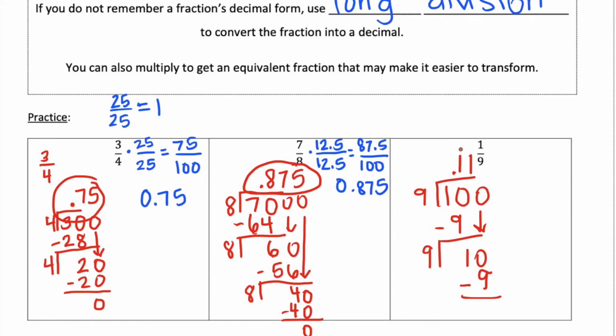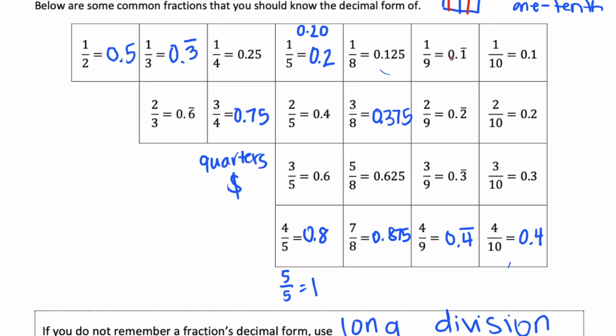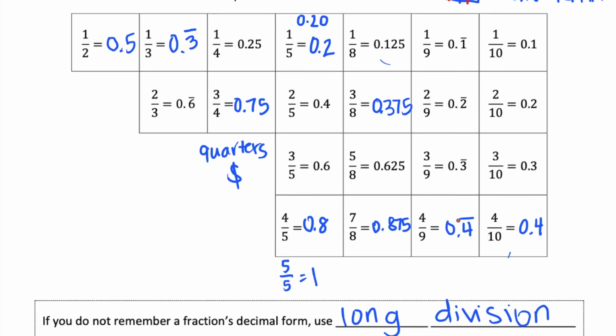That means that we are going to keep getting a 1 behind our decimal, which tells us that 0.1 repeating is going to be our answer. And if you recall from when we went over the ones up top, all of the ones that had a denominator of 9 were all repeating whatever the numerator number was.